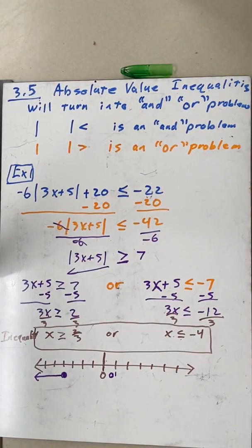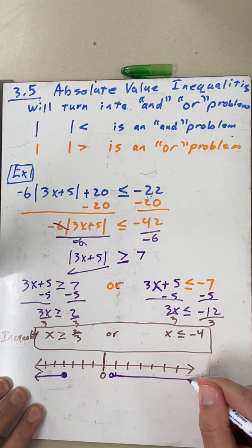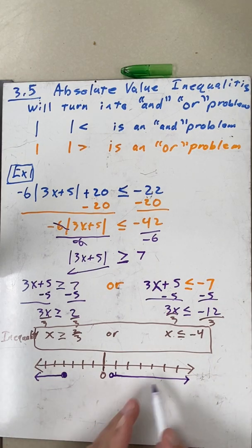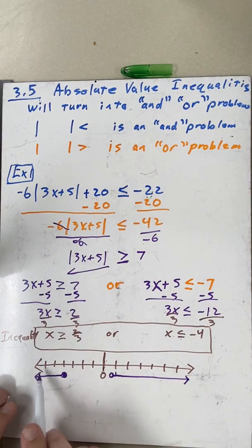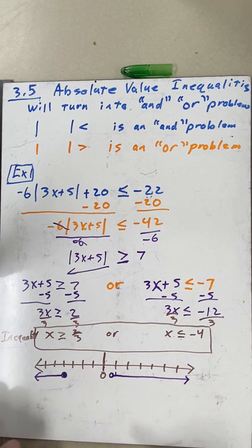And then, because it's greater than, we want the numbers greater than 2/3. Once again, they're pointing to the right, all these numbers over here. You see why it's an or problem at this point, that my solution is either here or it's over here. A number like -6 makes this one true, and a number like 4 makes this one true.